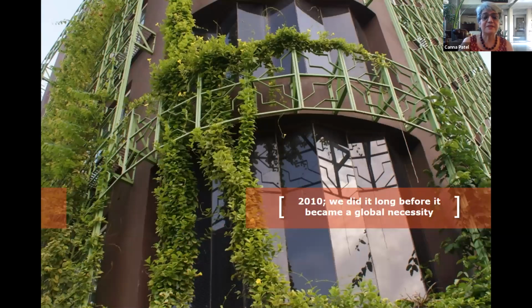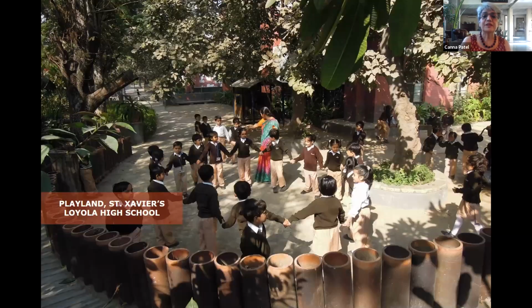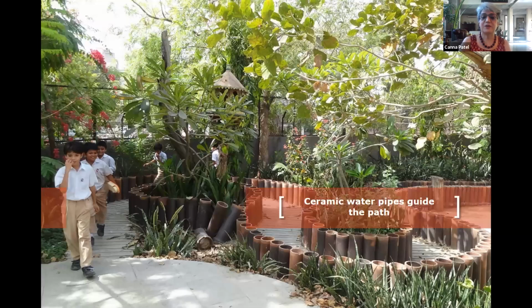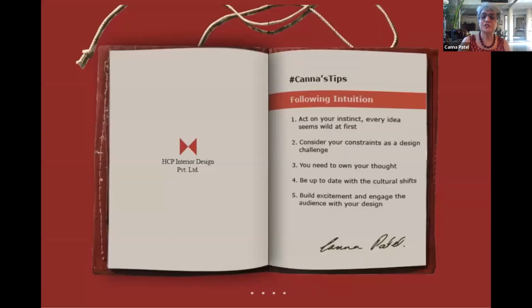When we did a playland for pre-primary kids in Xavier's school, we used very simple ways to create the serpentine walk to come up to a stage. Simple things can turn a space around. So in short, I'm trying to say that if you follow your intuition, some unusual ideas would come through.